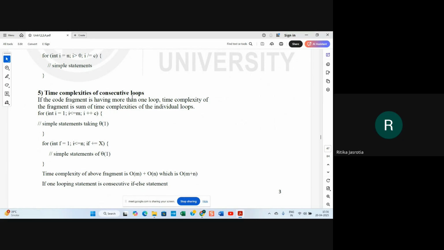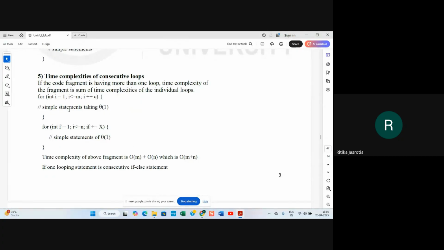Then time complexity of consecutive loops. If the code fragment has more than one loop, the time complexity of the fragment is the sum of the time complexities of the individual loops. So if you see here, this is the first loop, then this is the second loop. You have two or more loops, then your time complexity will be the sum of the time complexities of these loops. So this is O(1), or Theta(1) as they have given. So the time complexity of the above fragment, this is the first one O(M), this is the second one O(N), which is O(M+N), the sum of the two complexities.